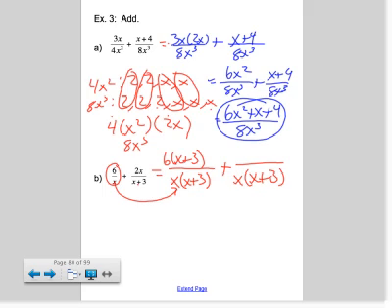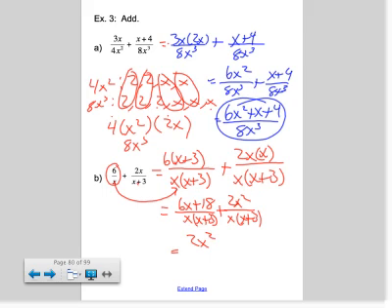And so for the second term, I have x plus 3, so I have to multiply top and bottom by x. So I have 2x times x. So I get 6x plus 18 over x times x plus 3, plus 2x squared over x times x plus 3. And so finally, I can finish this up by saying 2x squared plus 6x plus 18, all of that over x times x plus 3.